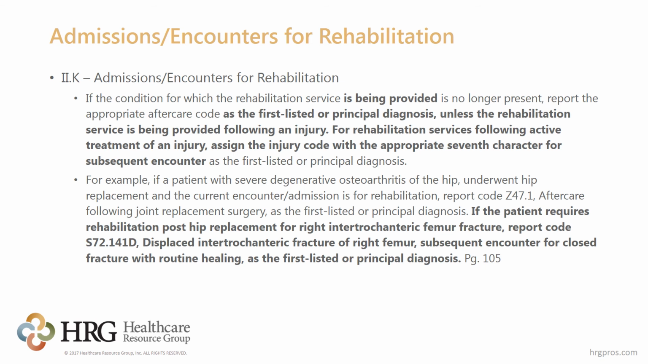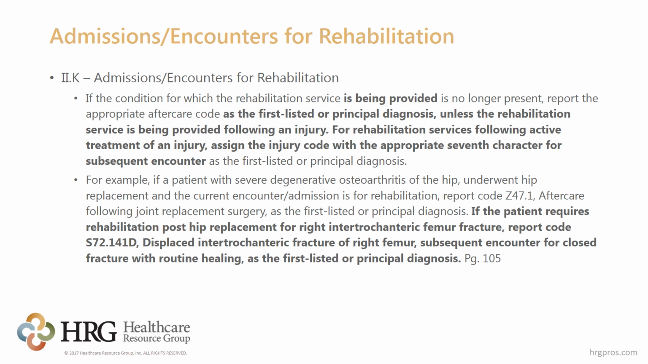There's quite a bit of bolded text here. Basically what it is saying is that the aftercare code should be the first listed or principal diagnosis unless the rehab is for an injury, and then the appropriate injury with the D or S seventh character would be used. If the rehabilitation is for an active injury, then the A seventh character should be used.